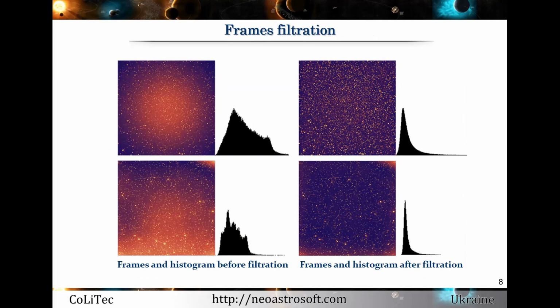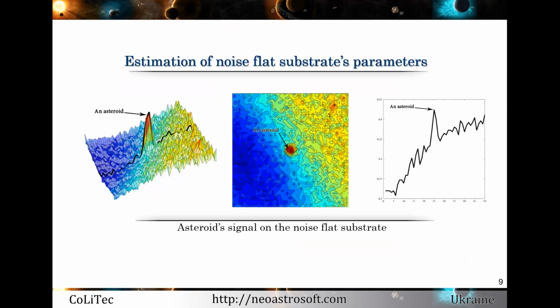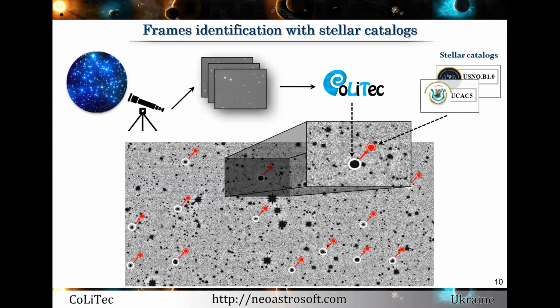This possibility is provided by the CoLiTec software, which also allows performing astrometric and photometric reduction and detecting moving objects such as comets, asteroids, satellites in real time. For astrometric reduction, at first, we need to recognize pixels that are related only to the real object signal. Then the software removes all unnecessary pixels from the input data set to reduce the amount of measurements for processing. After the estimation of the object's position, the software starts frames identification with the stellar catalogs. This is a very difficult procedure because these catalogs contain billions of objects with appropriate information about them, like metadata, including astrometric and photometric measurements. The main goal of this stage is to understand to what part of the sky these frames are related.